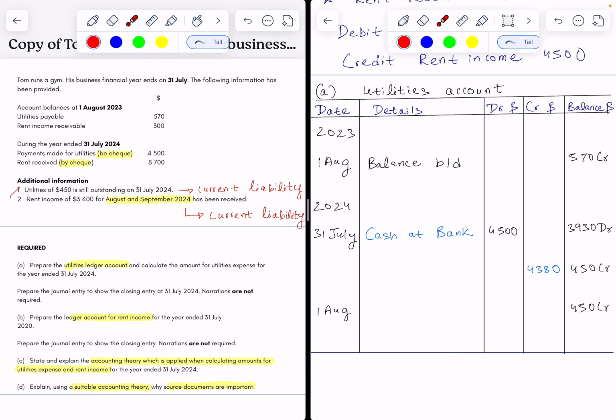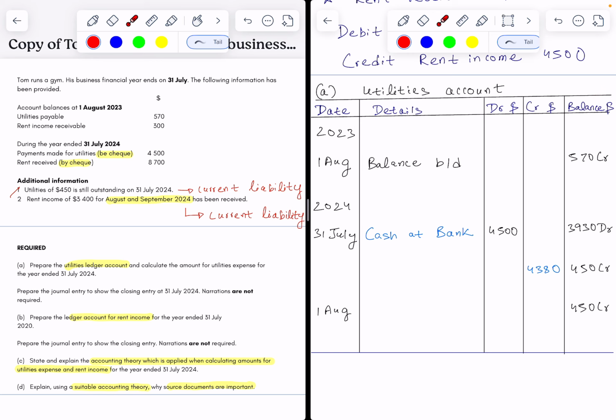So let's look into our workings which we have got on the right hand side, starting with the utilities ledger account. Here you can see we have got the ledger account constructed in the usual 5-column format, with the first column having the dates, the second column having the relevant cross-reference, which is known as the details column, the third column being the debit entries, the fourth column being the credit entries, and the fifth column being the net balance after we have done our debit and credit entry calculations.